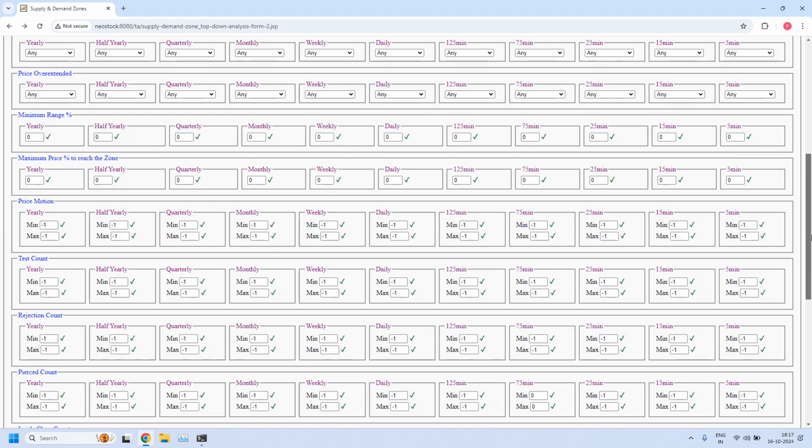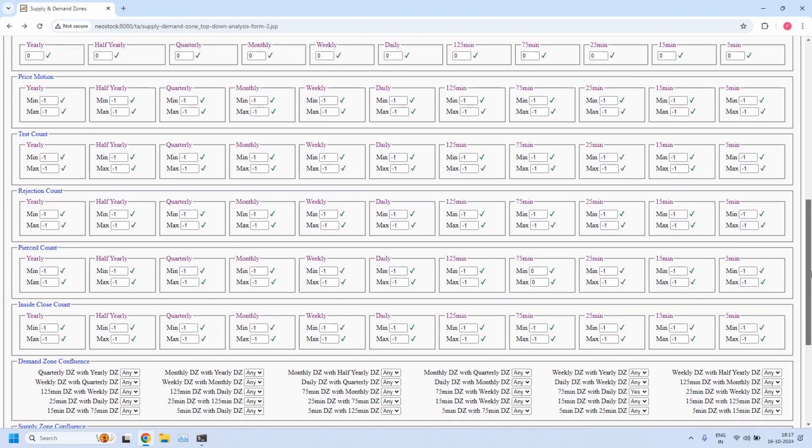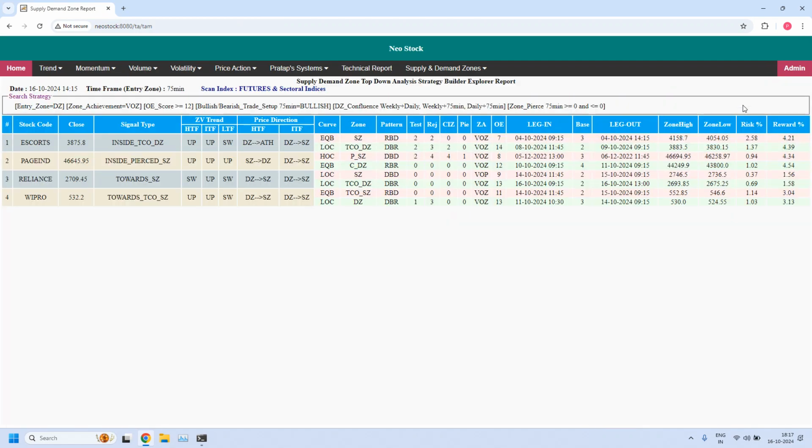So in the demand zone confluence, 3 filters we should set. Already one is enabled, that is 75 minutes demand zone with daily demand zone. Next filter, 75 minutes demand zone with weekly demand zone confluence, I am enabling. And also the third filter, daily demand zone with weekly demand zone confluence, I enabled. With all the 3 filters, let's verify.